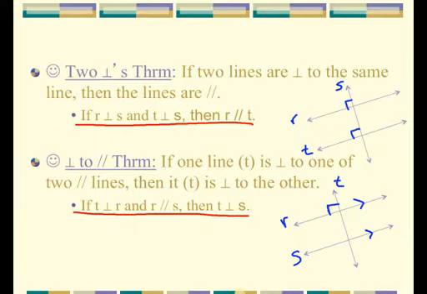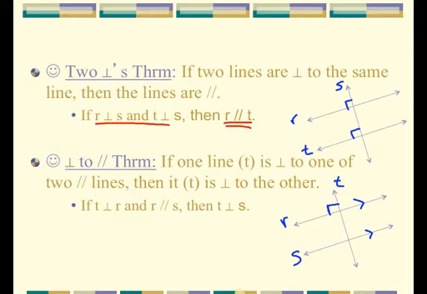So if two lines are perpendicular to the same line, then the lines are parallel. There are a lot of lines going on in there. If we go back to thinking about antecedent and consequent, the if part and the then part, here's the antecedent, and the consequent is what we're going to end up with.